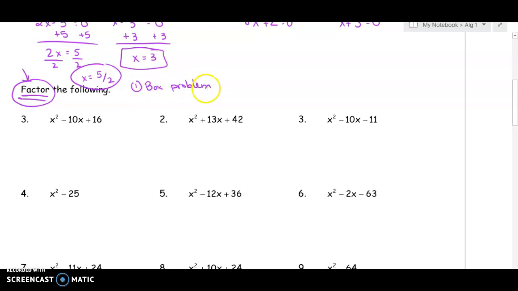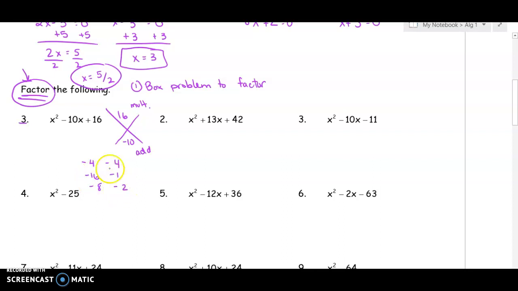Box problem to factor. All right, so for these ones, this problem in particular, number 3 here, it's got to multiply to be the last number, so multiply to be 16, and add to be the middle number, which is negative 10. So you got to think about all the numbers that multiply to be 16. Because it's got to add to be a negative, we got to come up with some negative numbers that multiply to be 16. So like negative 4 and negative 4, those would multiply to be a positive and add to be a negative. Negative 16 and negative 1. Negative 8 and negative 2.